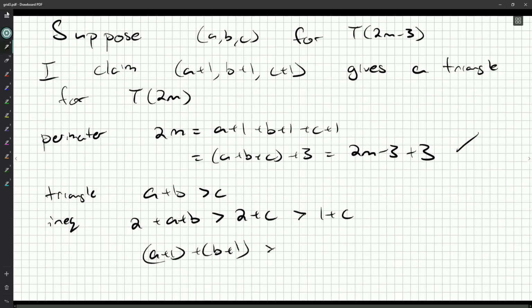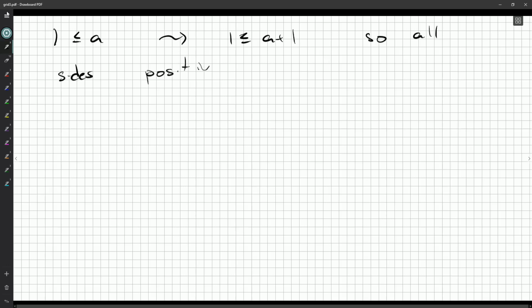Yeah, this is definitely the easy direction. I probably should have started with this. So triangle inequality holds. And finally, 1 is less than or equal to A. So that means that 1 is less than or equal to A plus 1. So all sides are positive. And there we go. Okay, that's really what we need to do.